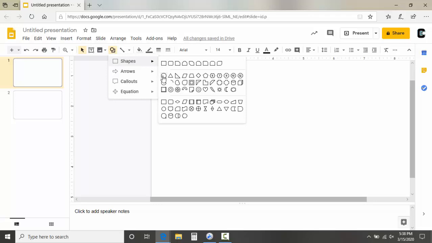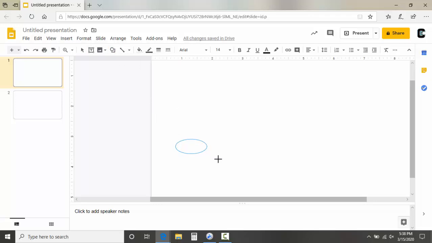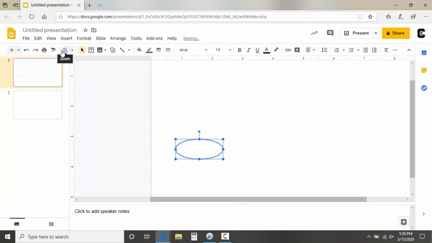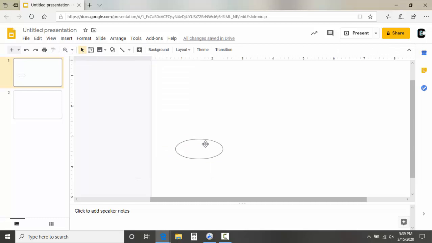Or not. There we go. Go ahead and get rid of that fill. And of course we want the two bases to be congruent. So we will copy and paste.